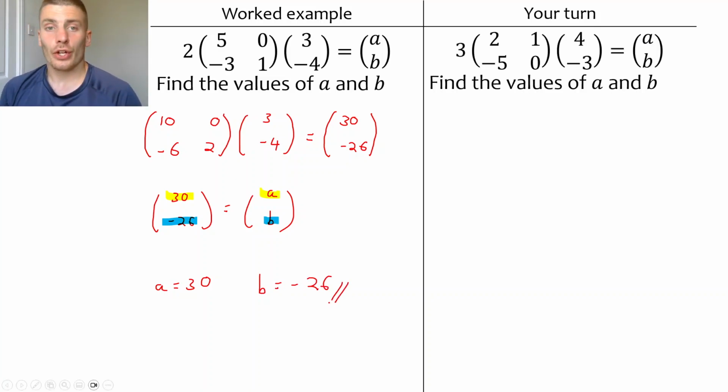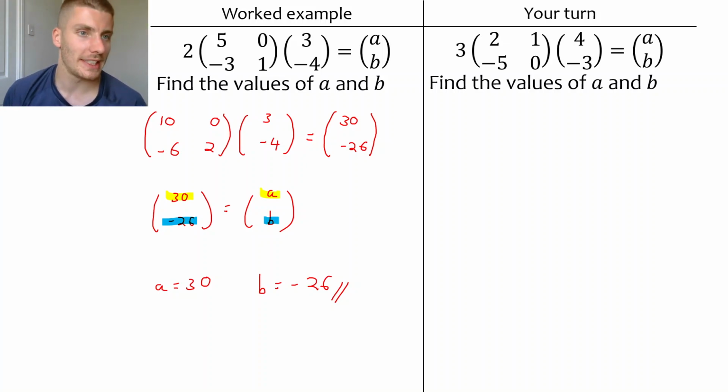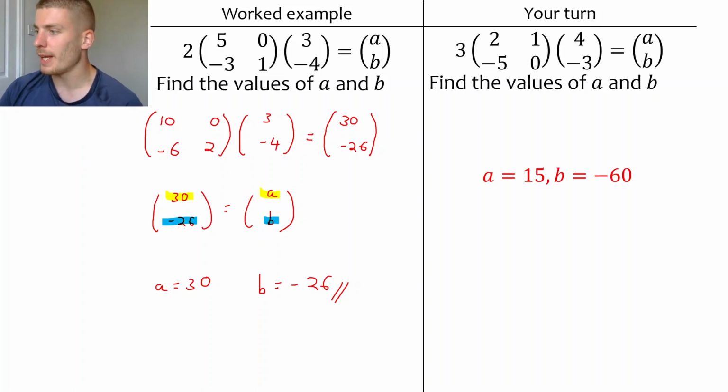So now you can try your turn. You can pause the video and give this a go now. I'm actually not going to go through the question. I'm just going to put the answer on the screen, and if you are stuck, you can see me in class or just comment it below. But the answer for this one is as follows: A is 15 and B is minus 60.